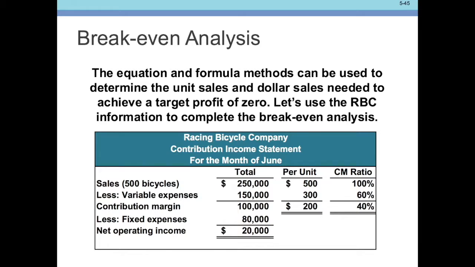Okay, we've alluded to this previously, and you probably can figure this out on your own, but let's do a little quick section on break-even analysis. So when we look at our information here on the bicycle company, what we're looking for now is a target profit of 0. And so we have a net operating income here of $20,000. And previous to this, we've even said break-even point is 400 because that would make the contribution margin equal 80, equal to the fixed expenses, so it would break even.